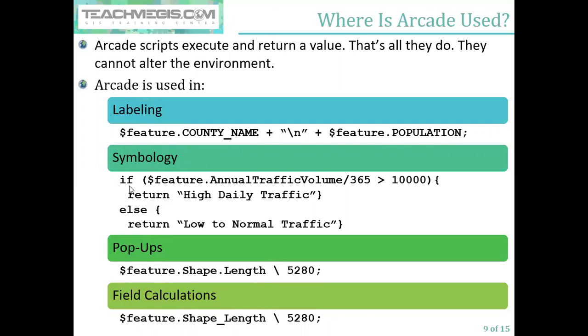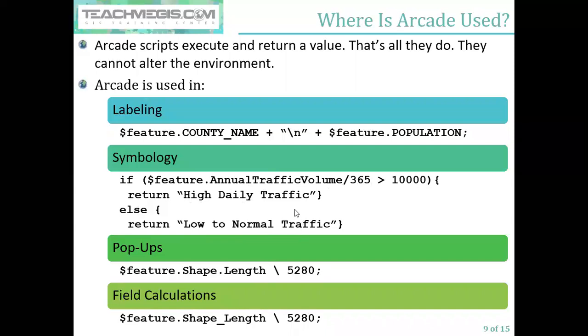Here's an example from symbology, and it's using a conditional statement because Arcade supports if-then conditional statements. This is looking at traffic volumes on roads. We've only got an annual traffic volume for our roads, but we're trying to see if the average daily traffic volume is greater than 10,000 cars. So we say if $feature.annual traffic volume divided by 365, which gives us the average daily traffic volume, is greater than 10,000, then return high daily traffic. Else return low to normal traffic.